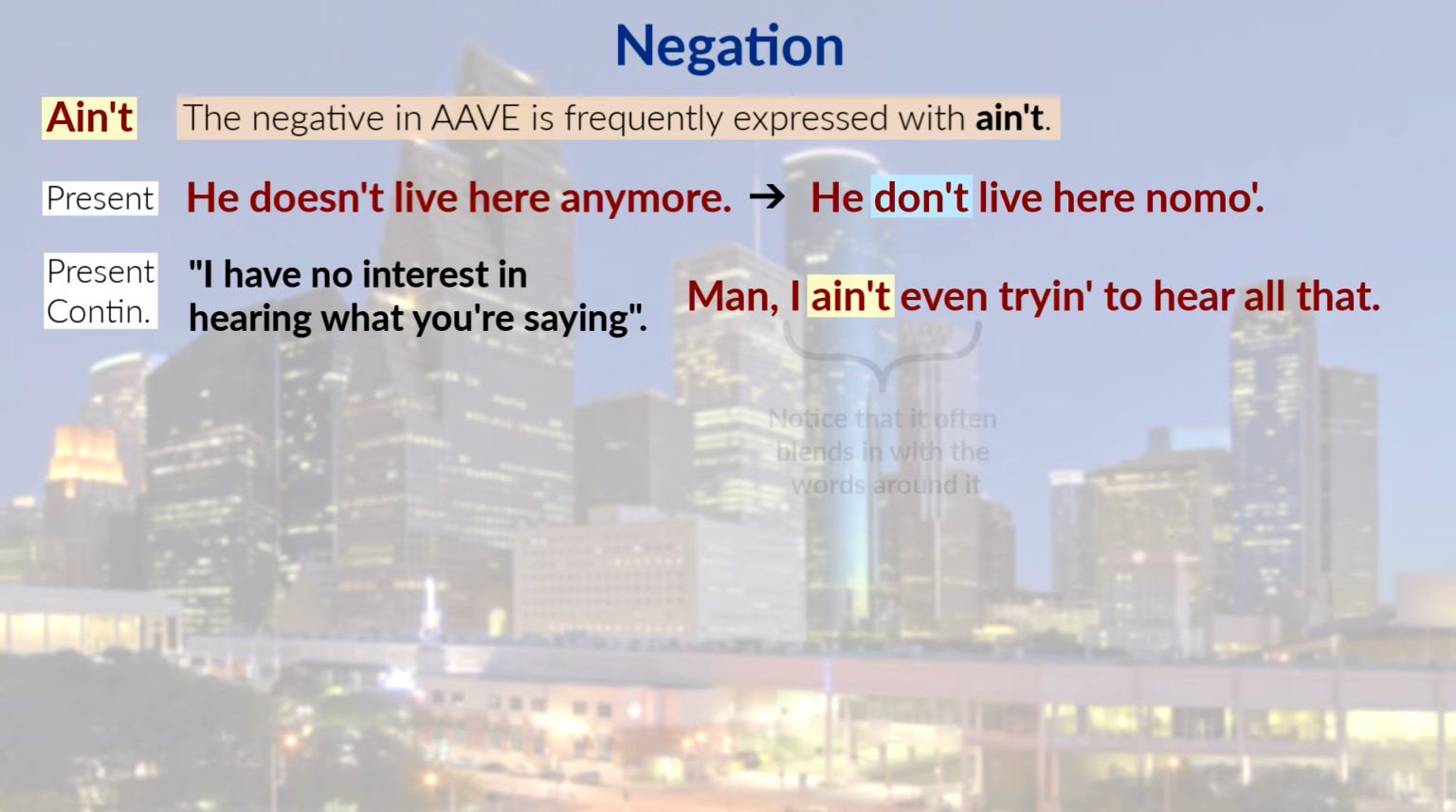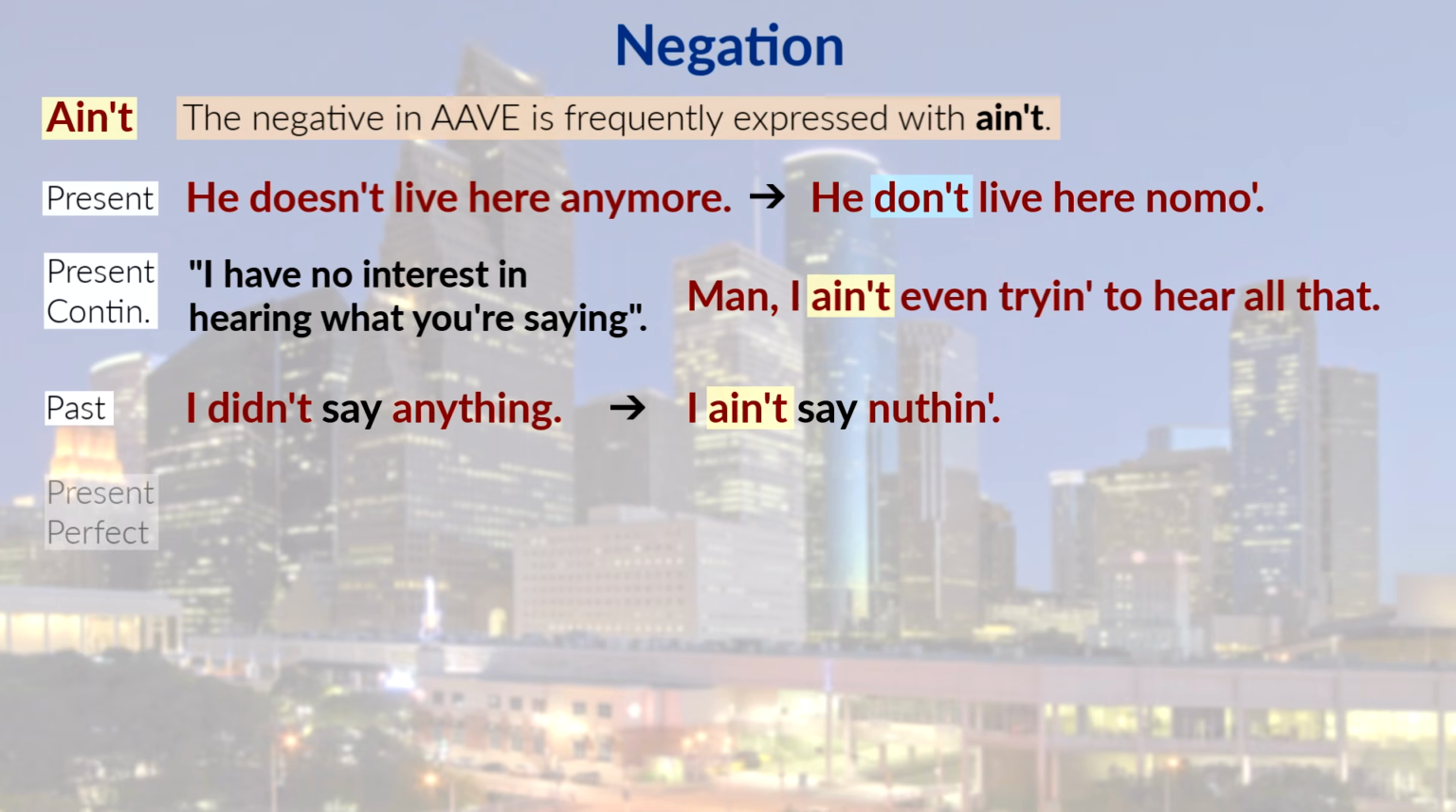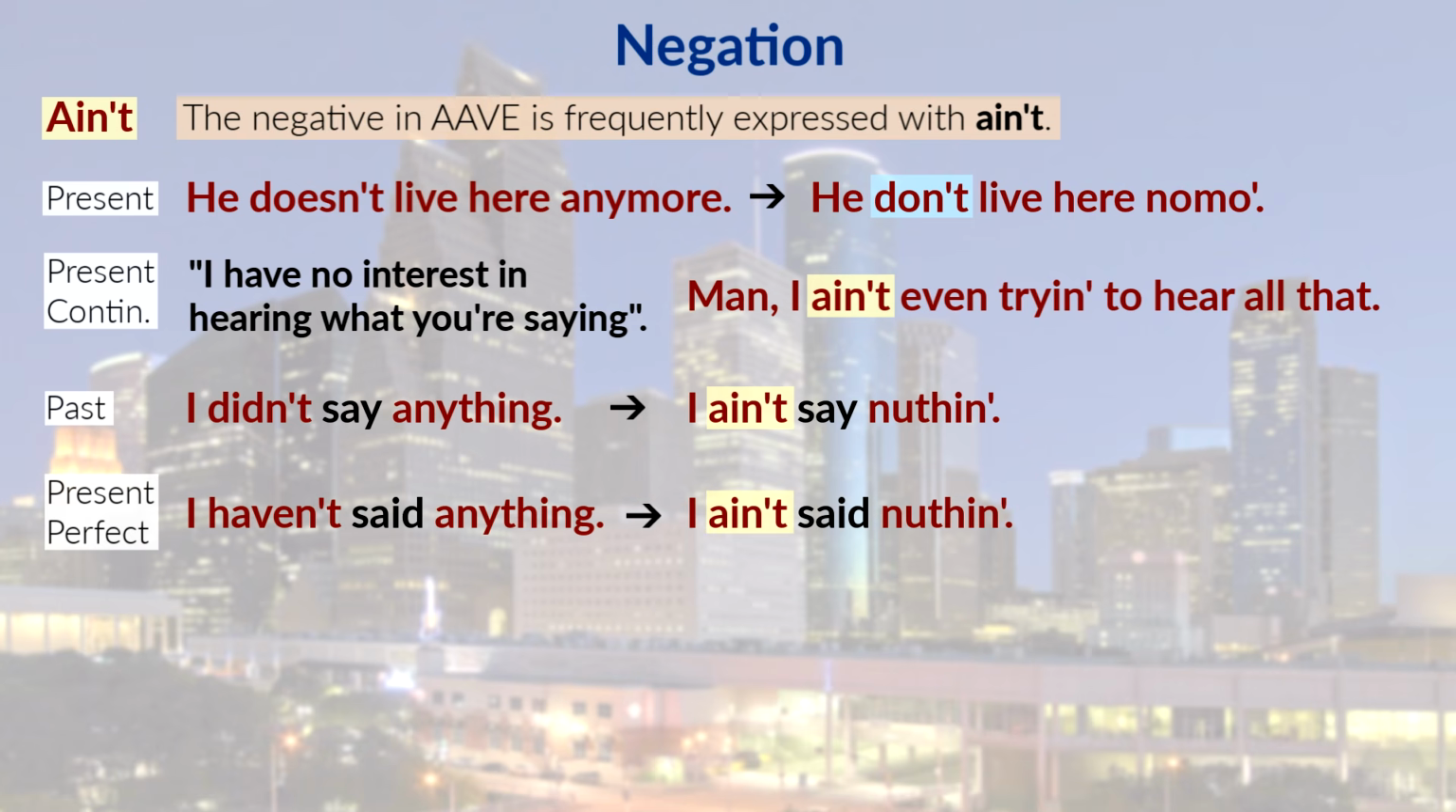Notice that ain't often blends in with the words around it. I ain't is more like I ain't. I ain't even is more like I ain't even. Man, I ain't even trying to hear all that. In the past tense it's used: I didn't say anything. I ain't say nothing. It's also used with the present perfect. I haven't said anything. I ain't said nothing.